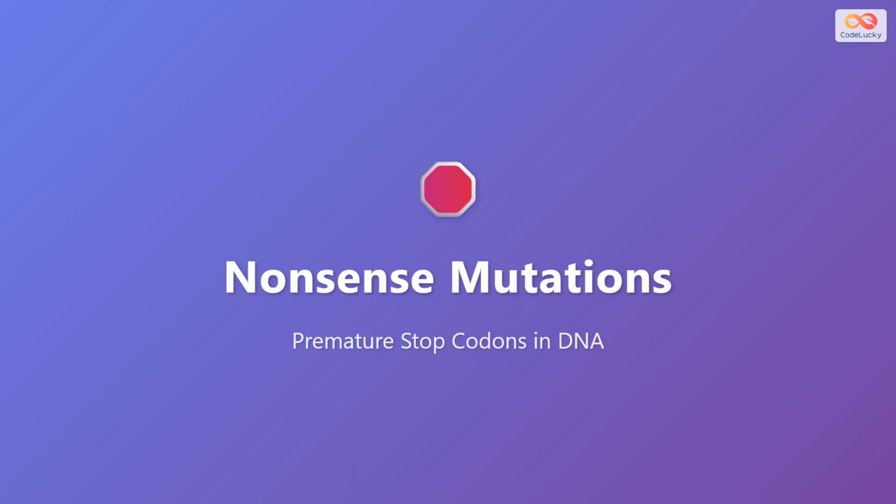Welcome to this lesson on nonsense mutations. Nonsense mutations are a critical type of genetic mutation that can have severe consequences for protein production. In this video, we'll explore how these mutations create premature stop signals in our genetic code, leading to incomplete and non-functional proteins. Understanding nonsense mutations is essential for grasping how certain genetic diseases occur at the molecular level.